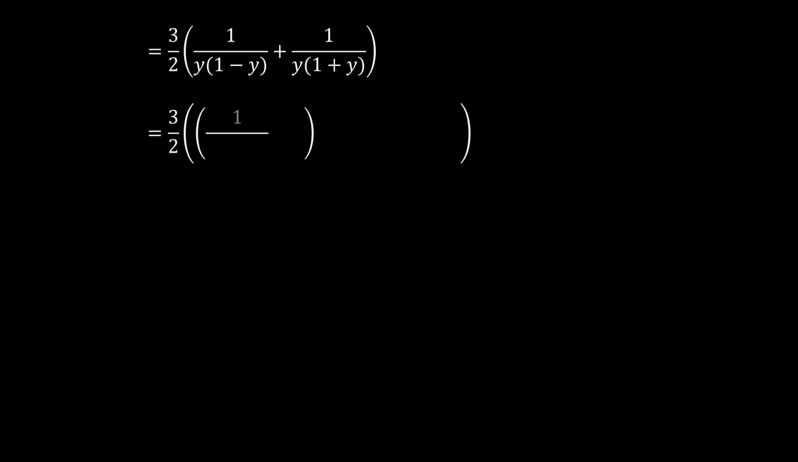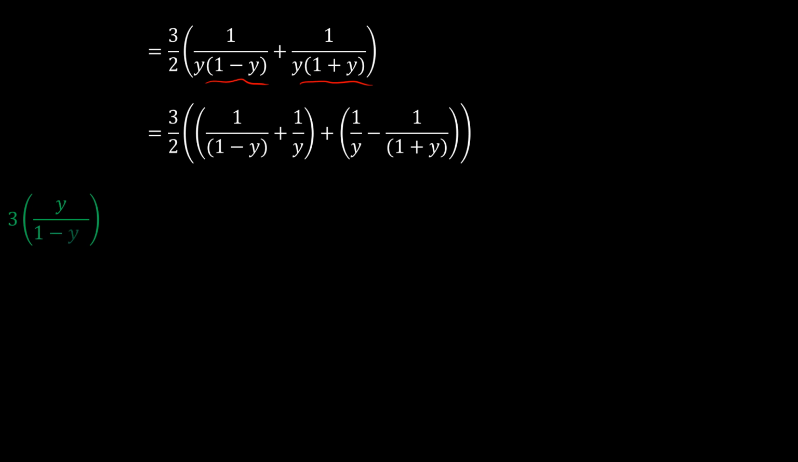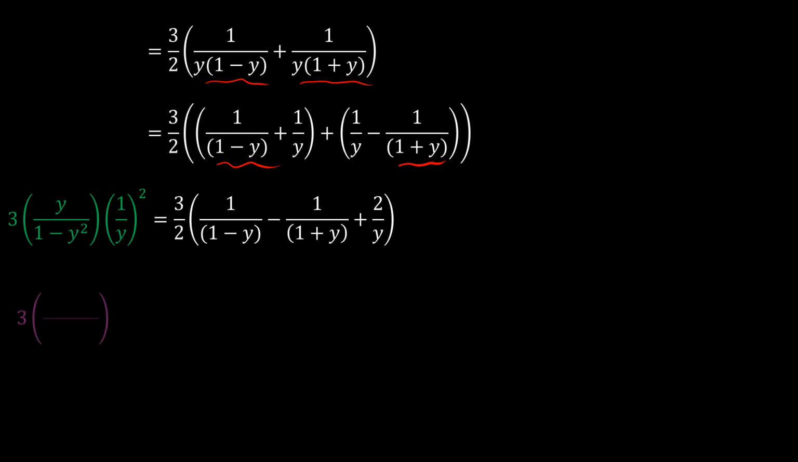Using partial fractions again, this part here becomes 1 over 1 minus y plus 1 over y, plus this part here becomes 1 over y minus 1 over 1 plus y. And so we can now collect this part and this part together, and that becomes 1 over 1 minus y minus 1 over 1 plus y plus 2 over y. So the green part is covered.